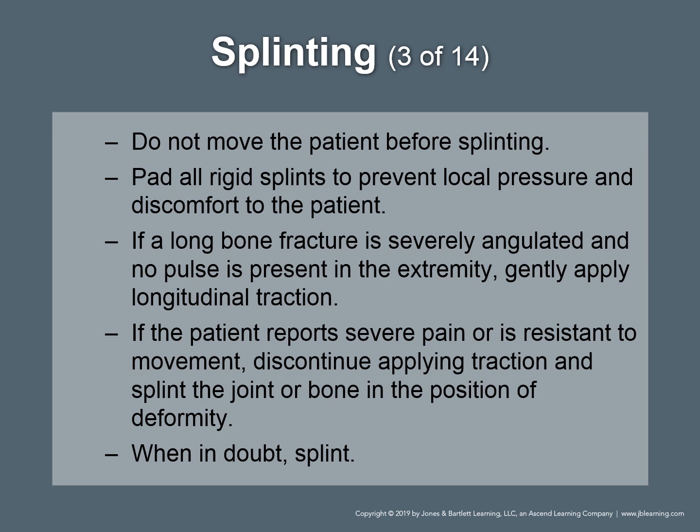Pad all splints, and what that does is that keeps compartment syndrome or pressure and compression off that area of the body. If a long bone fracture is severely angulated, if it doesn't have a pulse, what we do is we try to manipulate that back into line. Okay, and what we'll do is we'll hold on either side of the fracture and just kind of pull on it and see if that'll straighten back out. If that causes severe pain or you meet resistance, stop what you're doing, splint in place.